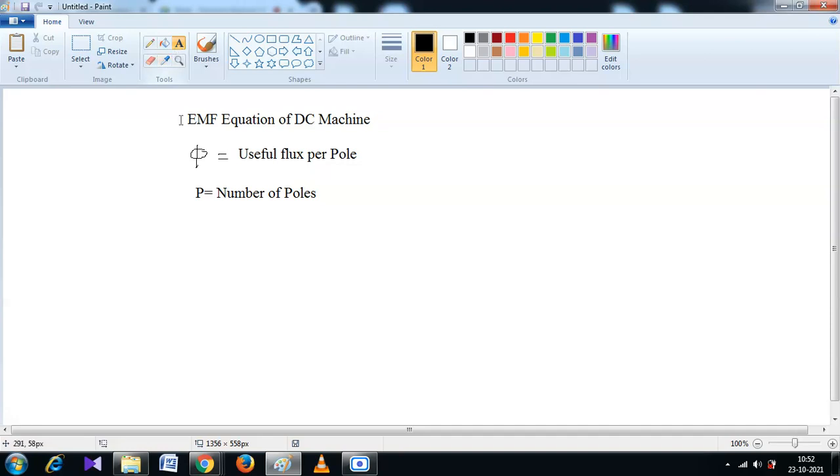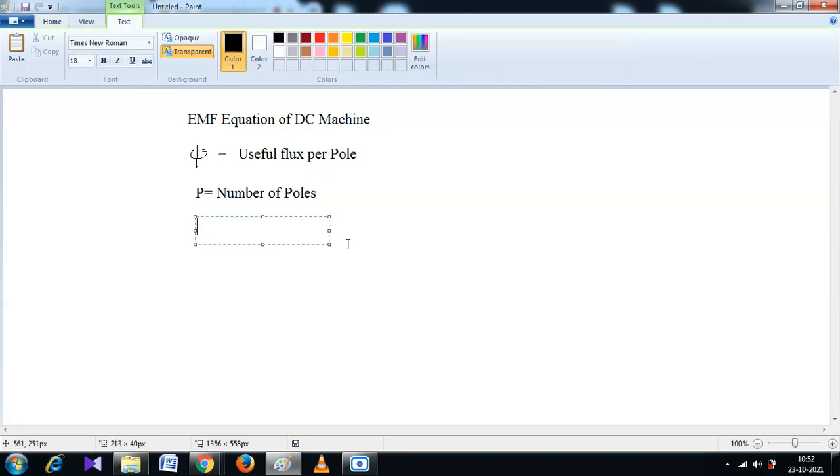Then consider another term Z. Z is the total number of conductors in the armature.